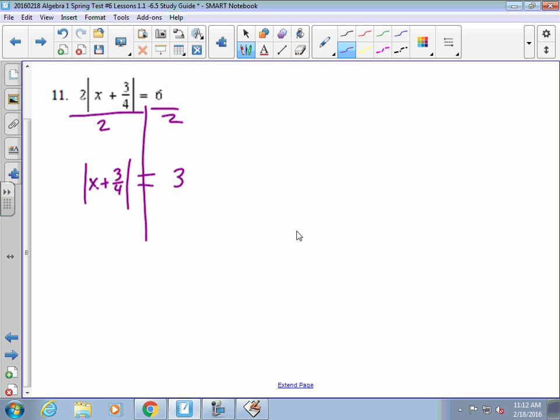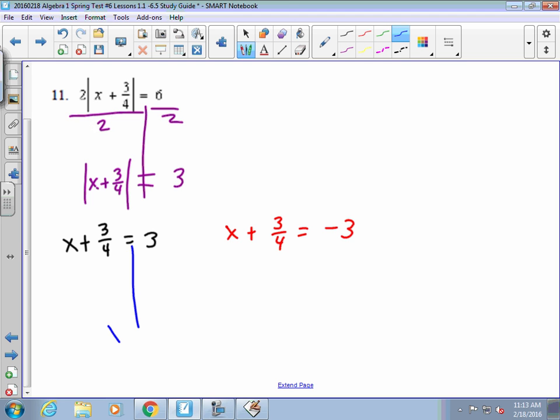So since we have that, we want to make two problems out of it, just like we did on the previous two, except we have one more step to do after it on this one. The first one, x plus 3/4 is equal to 3, just the way it's written without the symbol to go with it. The other one, x plus 3/4, that's still the same, but now it's equal to negative 3. So you want to solve these two simple equations to get x by itself.